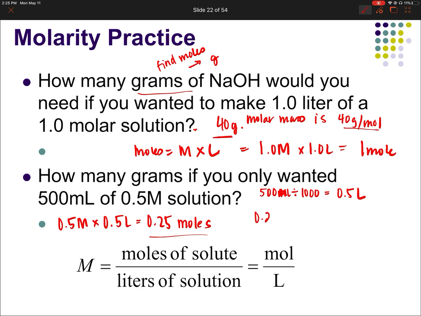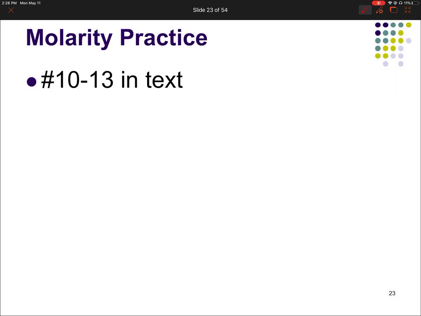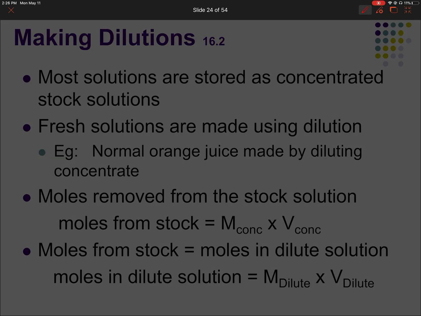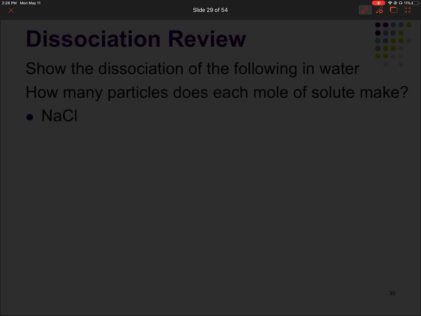Now I have 0.25 moles, and then I just multiply by the molar mass. 40 grams over 1 mole of NaOH gives 10 grams of NaOH. See, my moles and moles cancel. All right, so we're going to skip ahead. I'm going to have you do problems 10 to 13 in the text, and some from the problem set. But we're going to skip ahead.